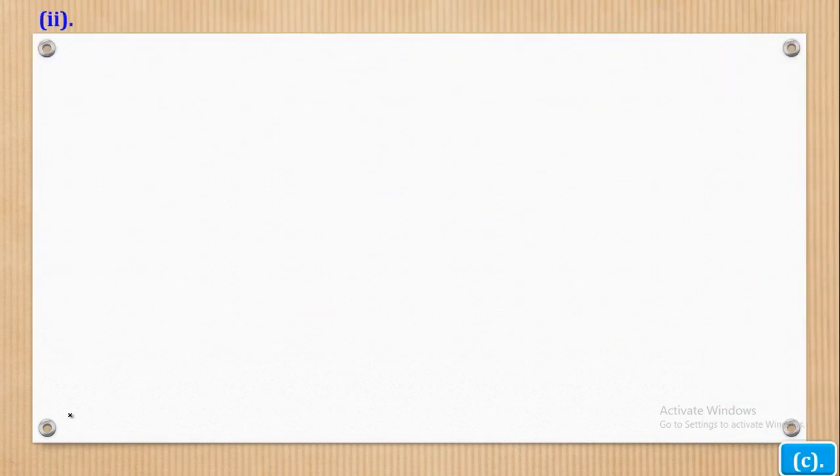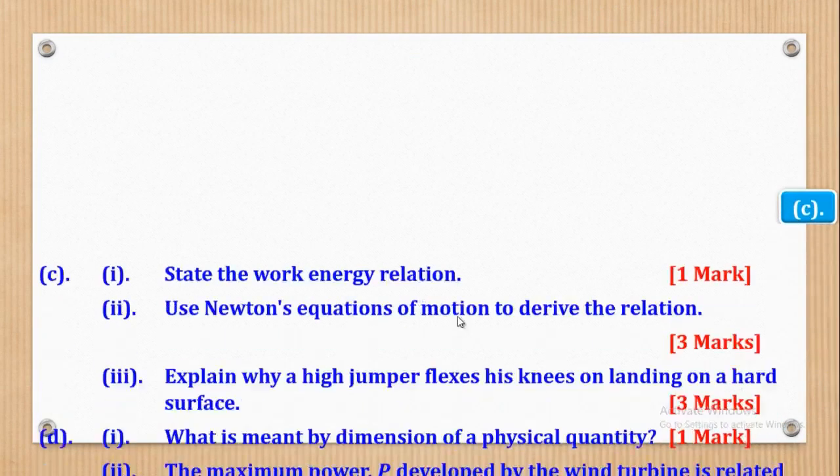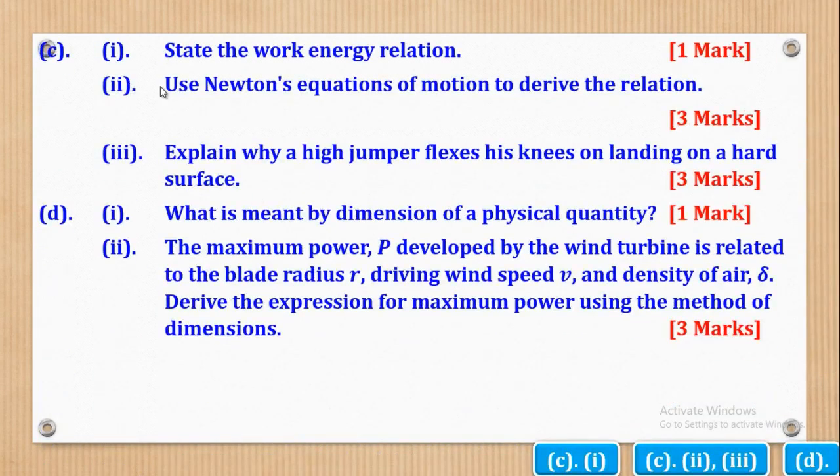So now we shall go to Roman 2. So C Roman 2 says, use Newton's equations of motion to derive the relation. So they wanted to derive this work energy relation, which says that work done is equal to change in kinetic energy.